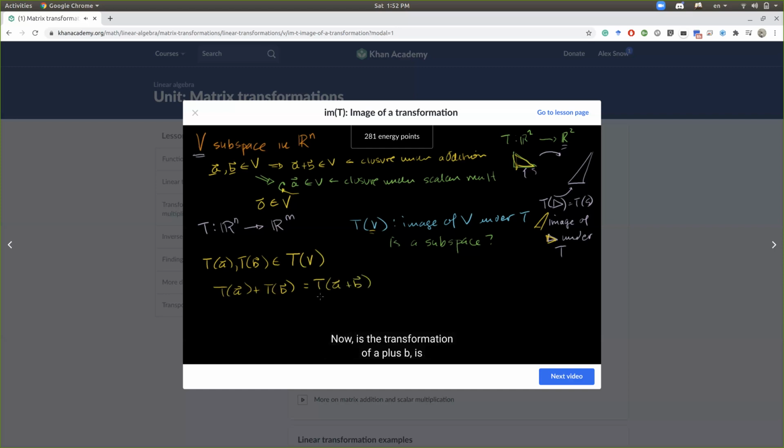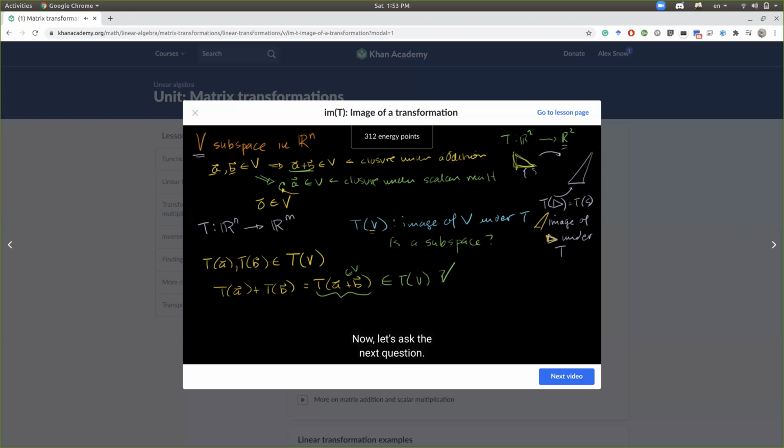Now, is the transformation of A plus B a member of T of V? Is it a member of our image? Well, A plus B is a member of V, and the image contains the transformation of all of the members of V. So you're taking the transformation of a member of V, which by definition is in your image of V under T. So this is definitely true.